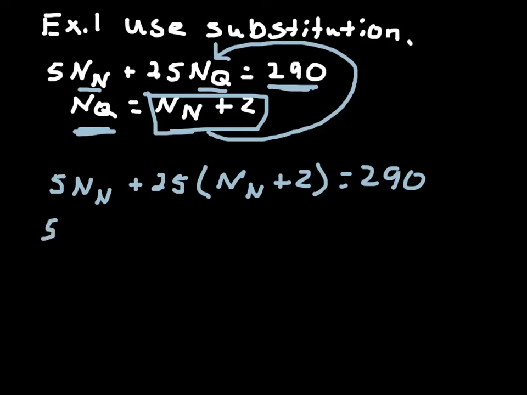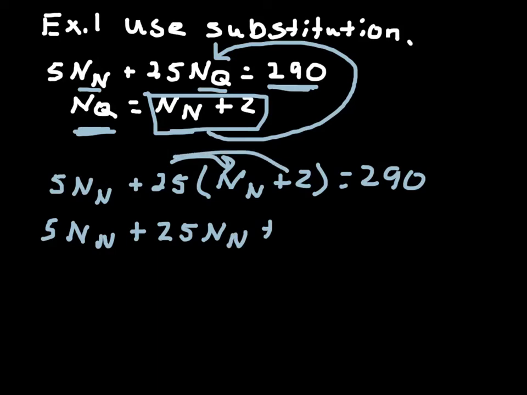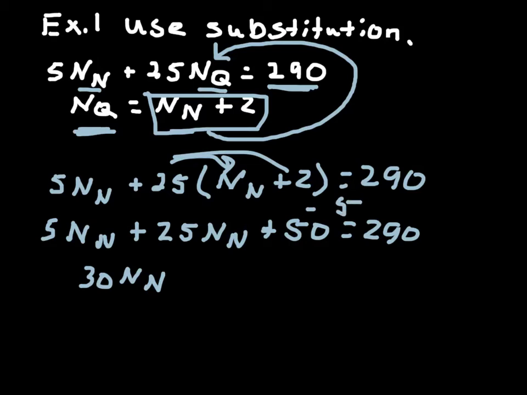So I have 5NN plus, let's see, 25 times NN is 25NN, plus 25 times 2 is 50, equals the 290. Right, 5NN plus 25NN is 30NN, plus the 50. Now I'm going to subtract 50 from both sides, and that gives me a 240. So 30NN is equal to 240. Now divide by 30.